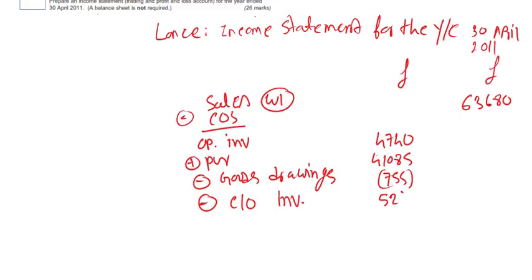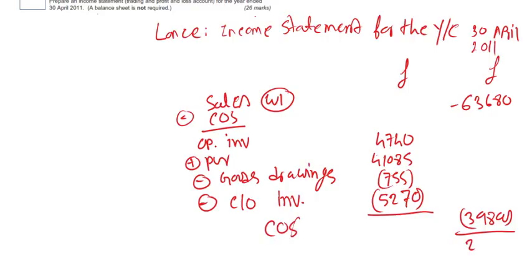It's 5270. Remember, I made a mistake and was trying to check where I went wrong. I took a wrong figure in the last video. Okay, so add up all of it. Your cost of sales is 39800. Take that away from the sales and you get 23880. That's your gross profit.